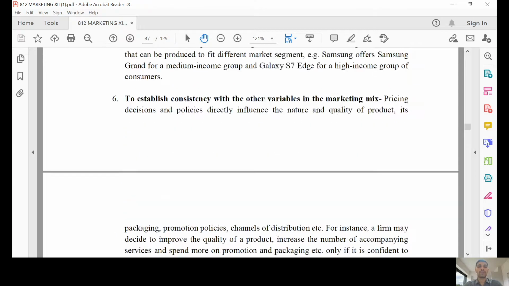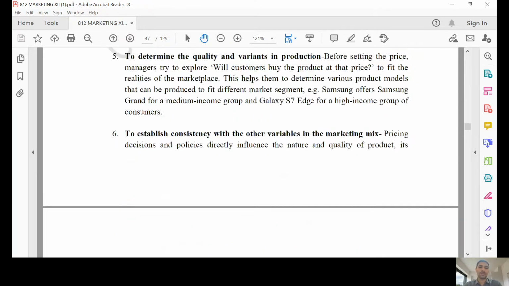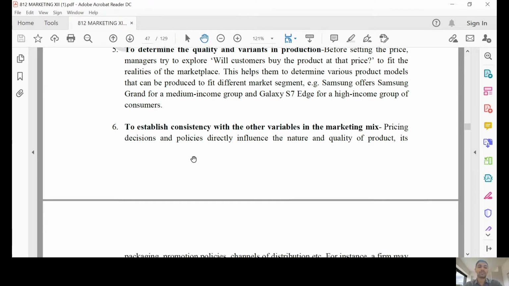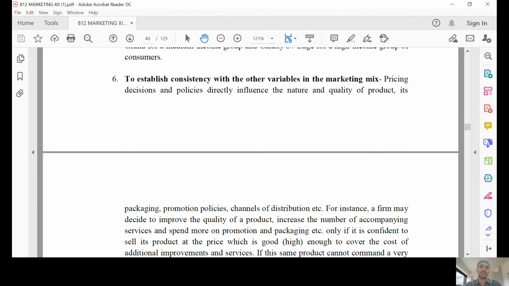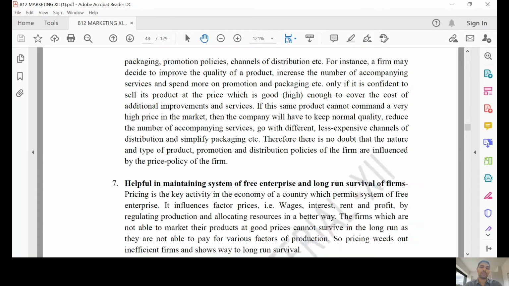If you have a wonderful product but your price is too high, nobody will buy. You have a wonderful product, your price is also okay, but you are never promoting your product. You are never advertising your product, then also people will not buy. You have a wonderful product, your price is also wonderful, you are promoting your product very well, but your product is not available in every place. In that case also, marketing will not be complete. So there should be consistency between these 4 pieces of the marketing mix.